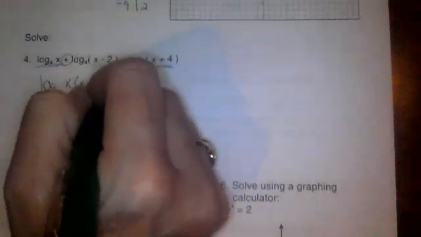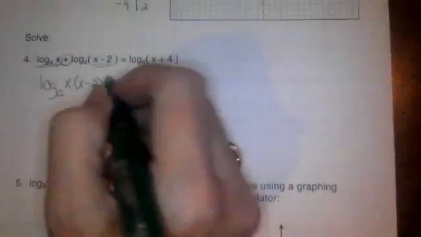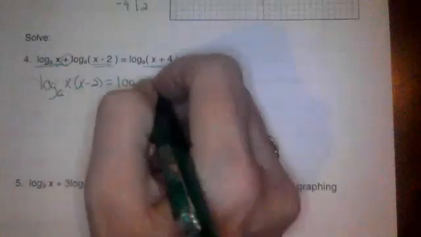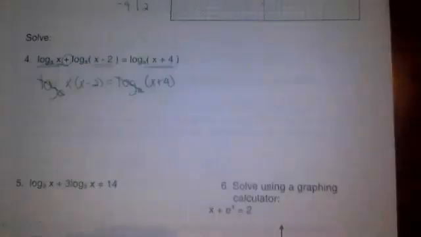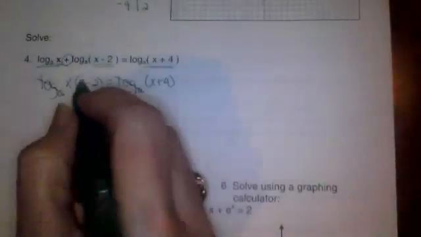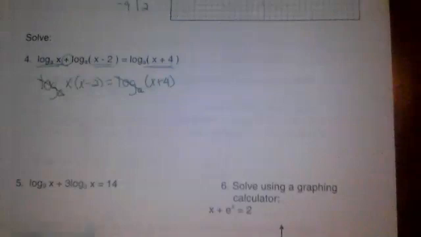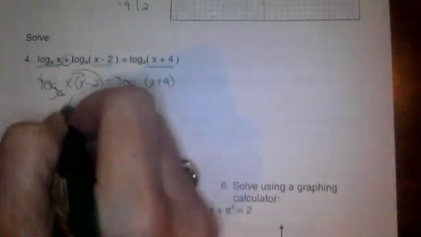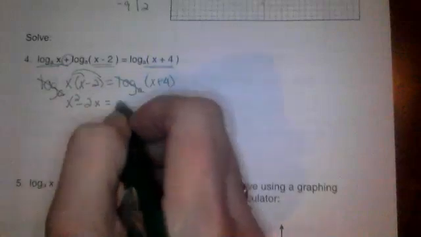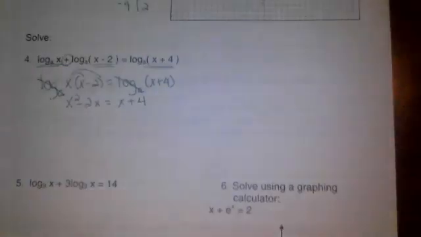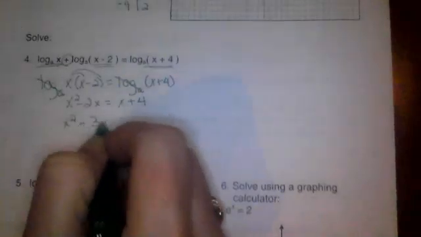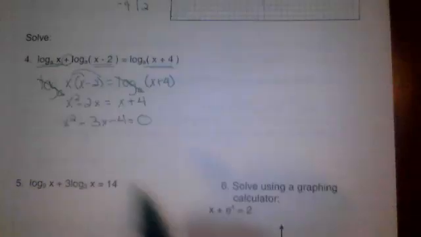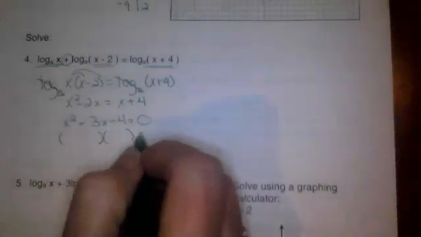So we have log base A of x times x minus 2, because addition becomes multiplication, equals log base A of x plus 4. Since they are now both single logarithms with the same base, I can cross them out. So now I can distribute, and I have x squared minus 2x equals x plus 4. And then I can move it all to one side since it is quadratic. And I have x squared minus 3x minus 4 equals 0.